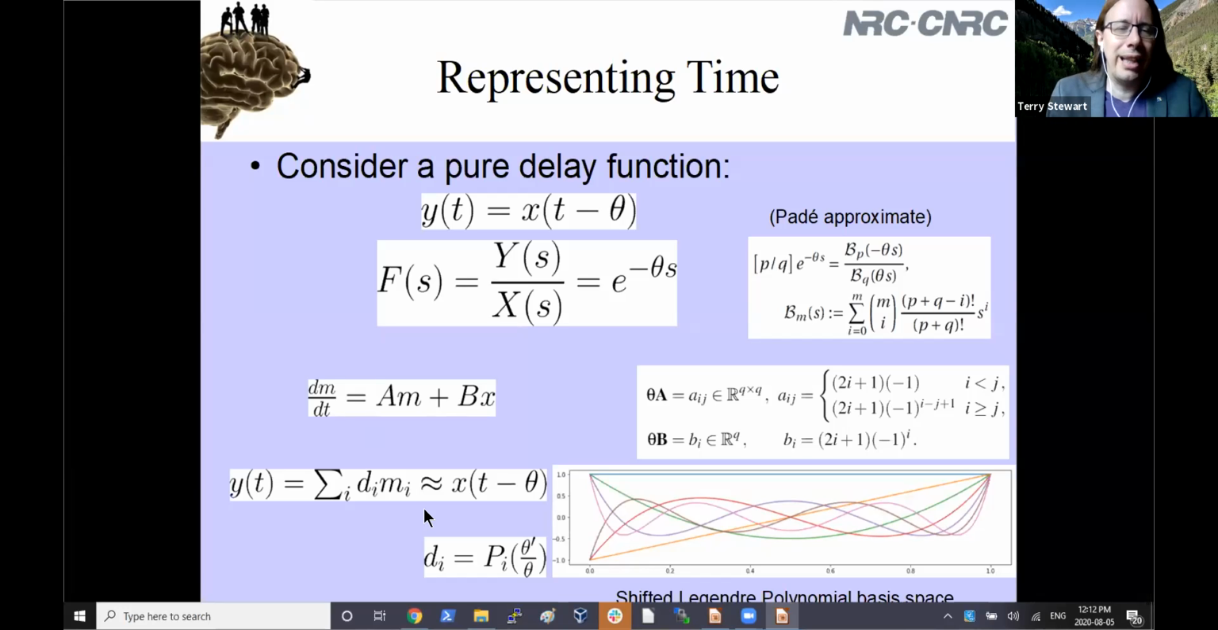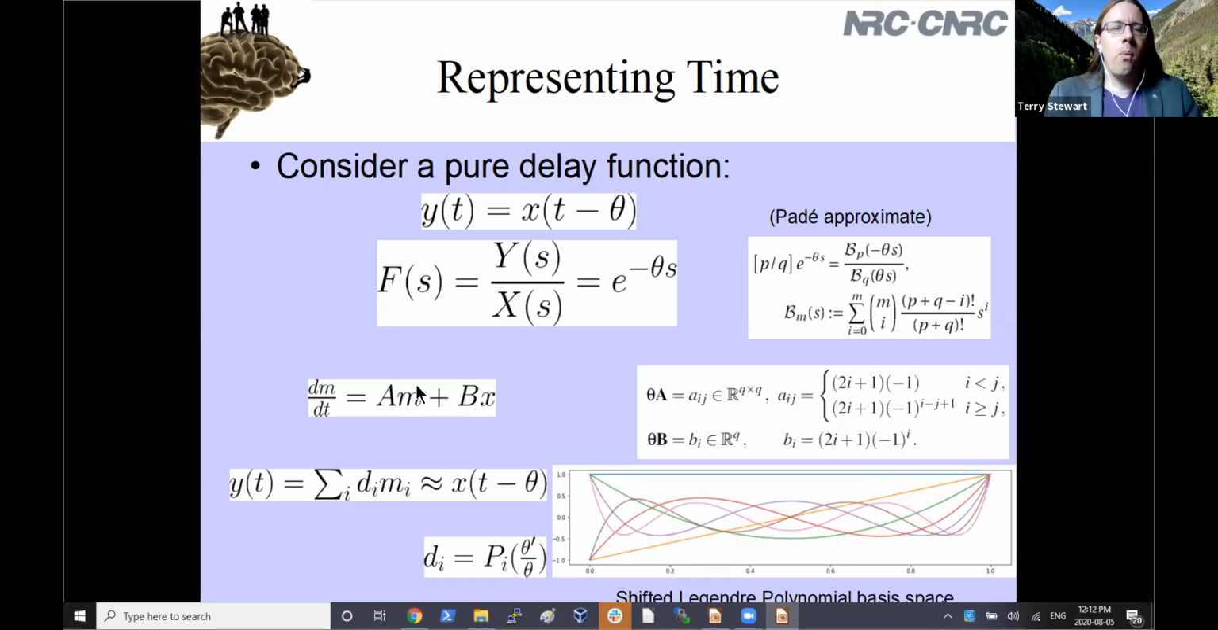So it gives you a linear differential equation where the state of this new variable m is a vector, and the number of elements in that vector is how many terms in the polynomial you've kept. Now that I have this differential equation, I can implement it using whatever neural network I feel like. In fact, it's a linear differential equation, so I don't even need a nonlinearity. I could just have purely linear neurons and implement this. So I can implement this in pretty much any hardware.